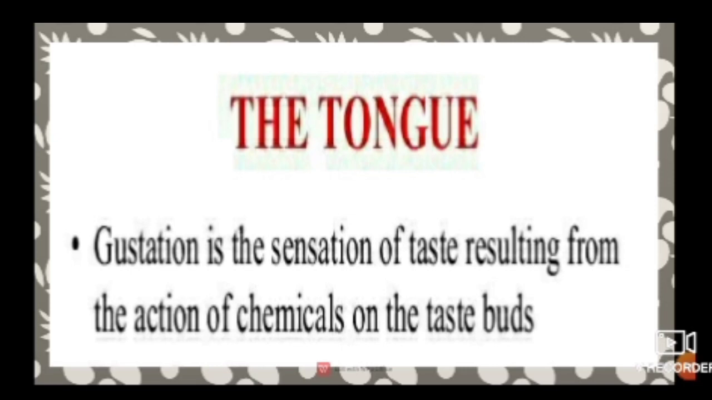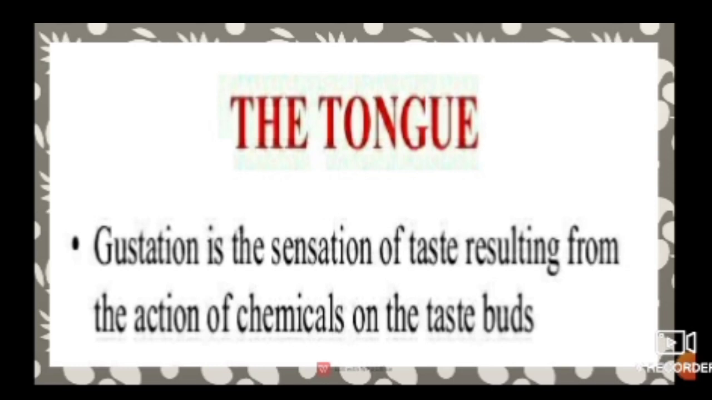First of all, gustation. Gustation is the action of tasting. So, gustation is the sensation of taste resulting from the action of chemicals on the taste buds. So, let's move on to the tongue. What is the tongue? It is a muscular, boneless, highly movable organ, and the upper surface of the tongue bears a number of small projections known as papillae, and these papillae contain taste buds.